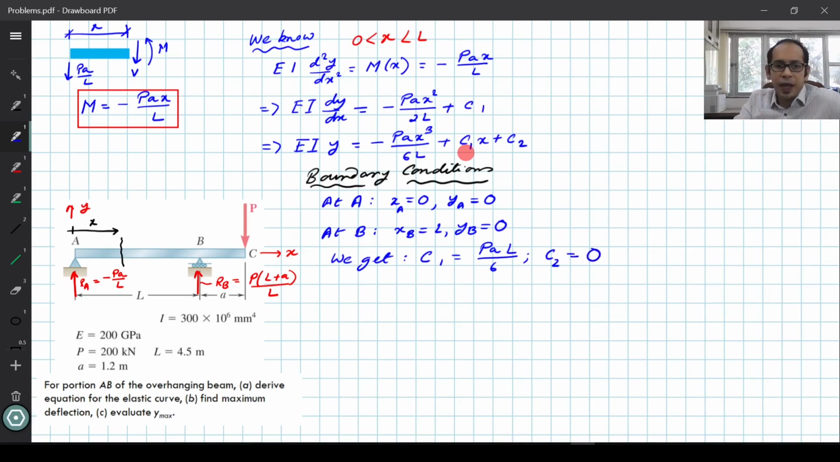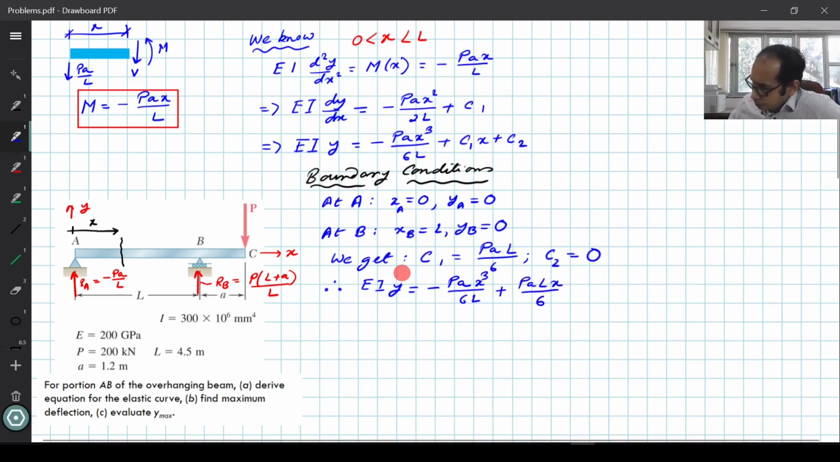So now that we have the values of the constants of integration, I'm going to plug them back over here to find the equation for my elastic curve. So the first part asks you to derive the equation for the elastic curve. So that solves the first part, and then it says find the maximum deflection.